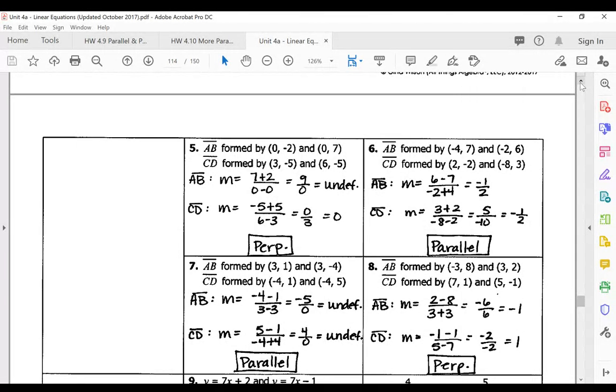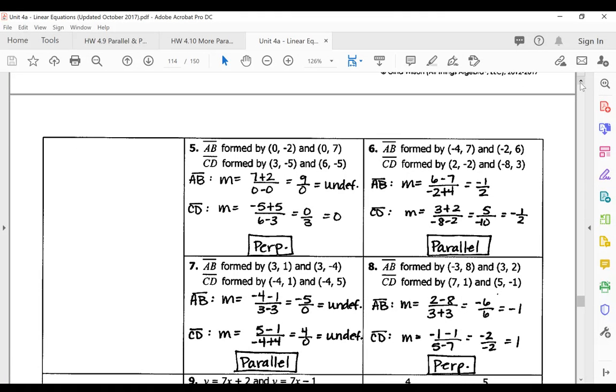Notice in number 5, when you find the slope of AB, you get a 0 in the denominator. Remember, that means that you have a vertical line with an undefined slope. This line is straight up and down like a telephone pole. But when you find the slope of the second line, CD, you get a 0 in the numerator. And 0 divided by some other number that's not also 0 is always equal to 0. If you find that you're getting that rule mixed up, just use your calculator and it will let you know.